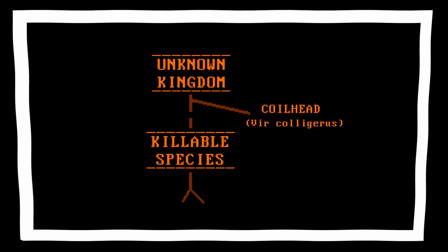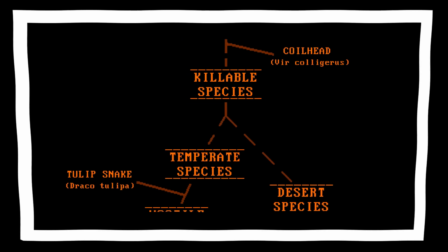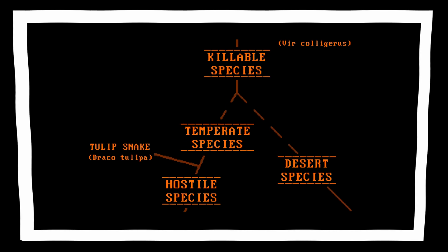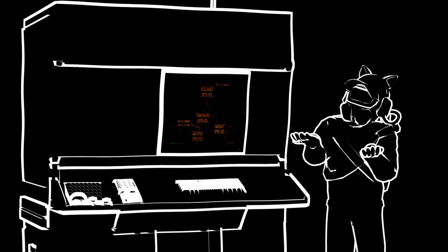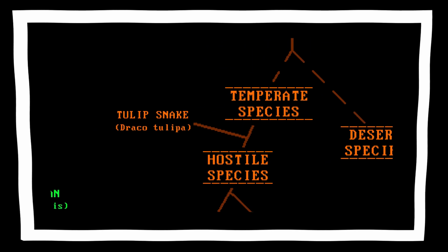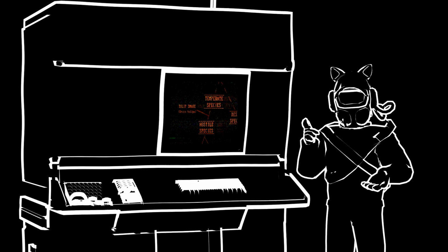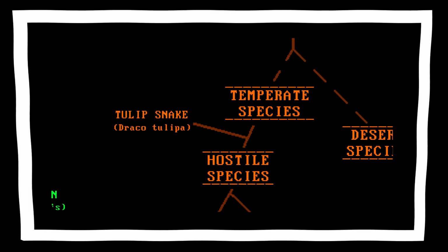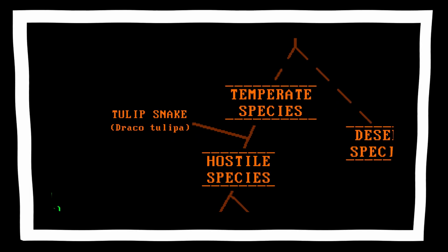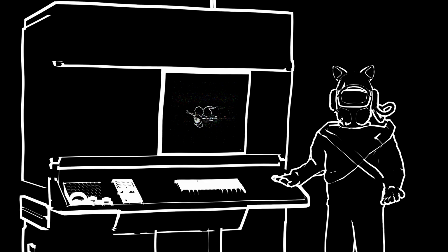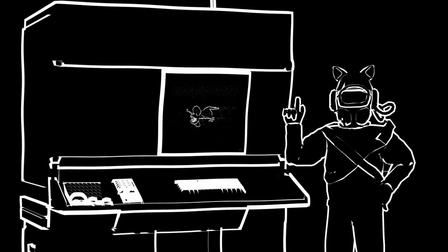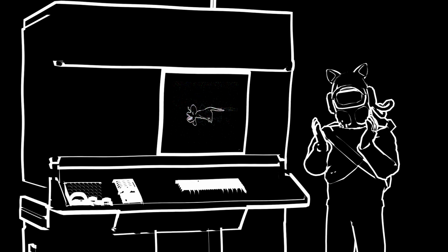Then we go down to the killable species, which of course is unknown. It doesn't really have a name, like maybe Chordata has a name, but this doesn't. I then decided to group these by climate because I wasn't sure how else to do it. We're going to start off with the temperate species, which, like, you know, like forests and grasslands and such. That's a temperate zone. We're going to branch off here with the tulip snake, Draco tulipa. Draco actually, I believe, means dragon, and tulipa means tulip. So this literally means tulip dragon, which is just a little fun fact.